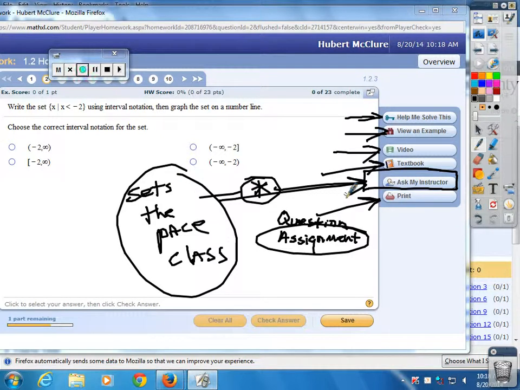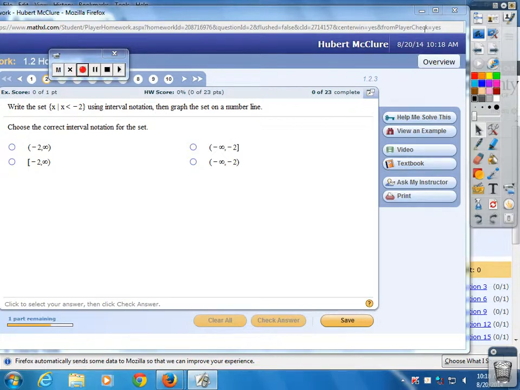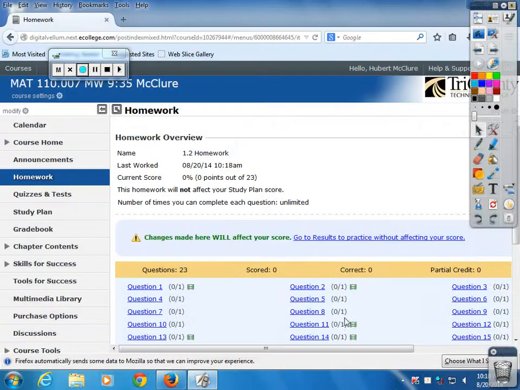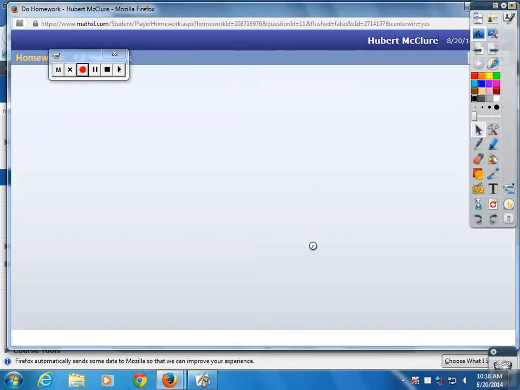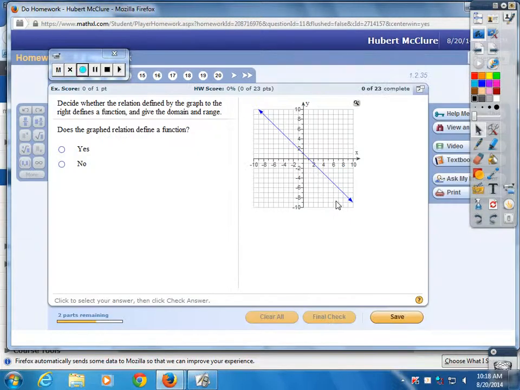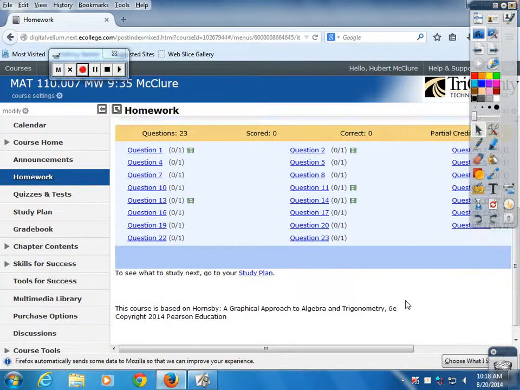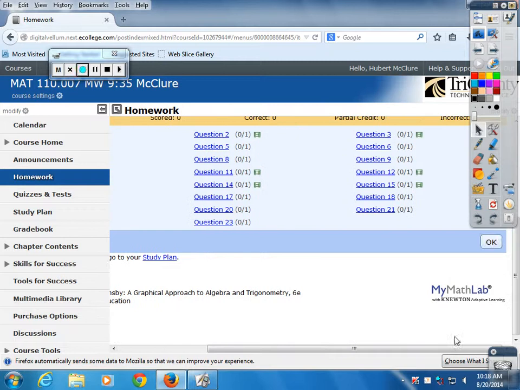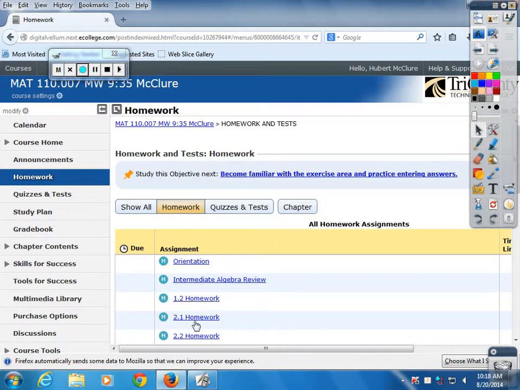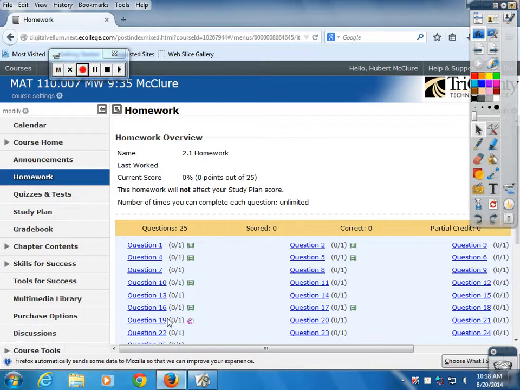That button right there. There's one other button I want to show you. It's not on this one. And there are other buttons that you don't see on every single one. And that button is the guided. Let me see if I can find it. Hold on. It might not be on these. Nope. Might have to go to another section of homework. Go to 2.1. There we go.